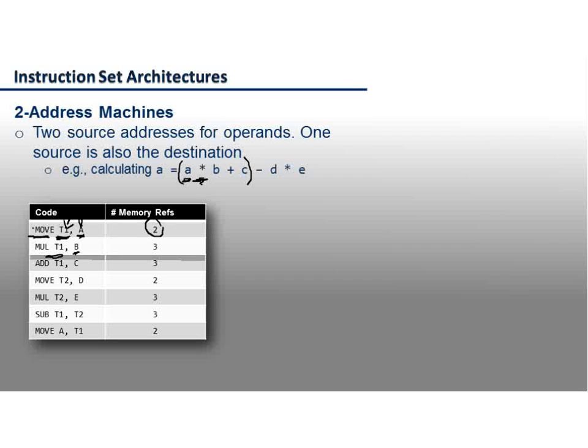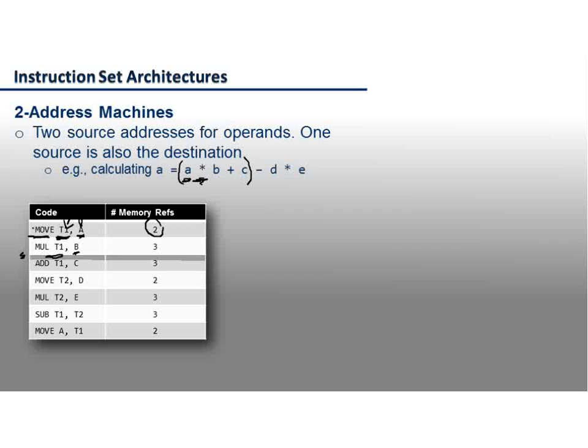How? You need to get the value of A and store it inside T1. So you get the value of A, you store it inside T1. So this is two memory accesses. Now, in the second level, which is the multiplication, you need to get the value of T1, then the value of B, then store the output, the result, inside T1. So we have three memory accesses.